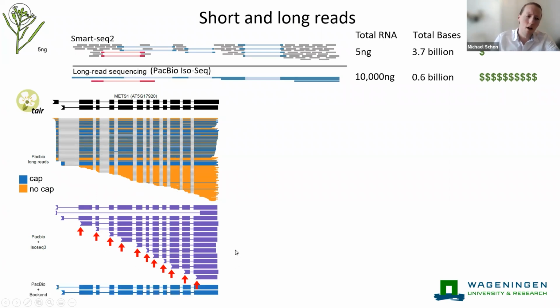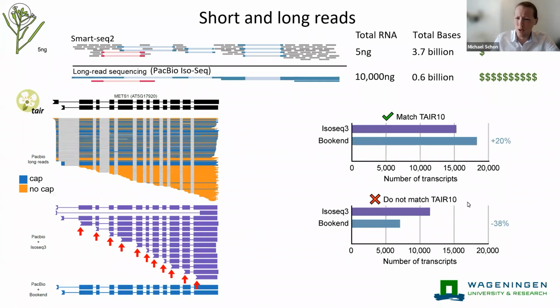And so by being aware of the cap structure inherent in the data, Bookend can avoid assembling transcript artifacts that are simply degraded RNA. So overall, if we pipe long read data through Bookend instead of the standard software, then we can see that we recall a much better collection of reference transcripts while assembling fewer artifacts.